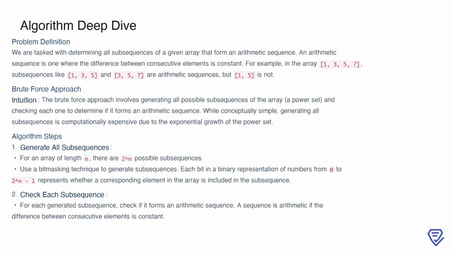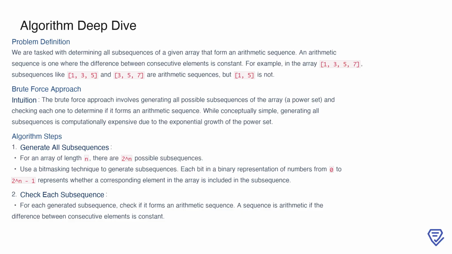A brute force approach to this problem involves generating all possible subsequences of the array, which is essentially the power set, and then checking each subsequence to see if it meets the criteria for being arithmetic. The concept is simple, but the computational cost is high because the number of subsequences grows exponentially with the size of the array. To implement this, the first step is generating all subsequences.